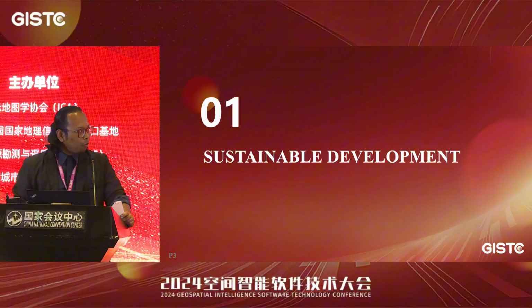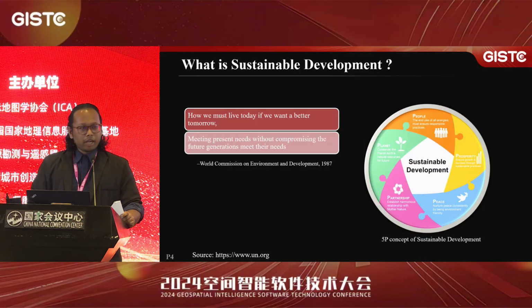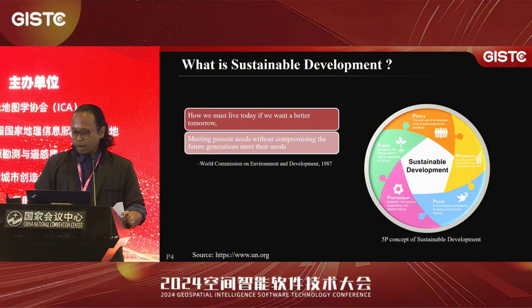What is sustainable development? It's a very hot topic today, and very important nowadays. Sustainable development is how we must live today if we want a better tomorrow, by meeting present needs without compromising the chance of future generations to meet their needs. In a simple way, the development that we do today should not compromise the future. The survival of our society and our shared planet depends on a more sustainable world.